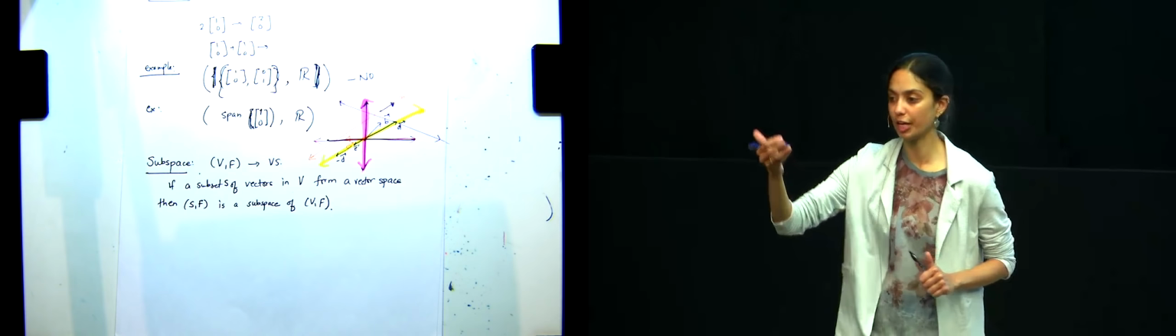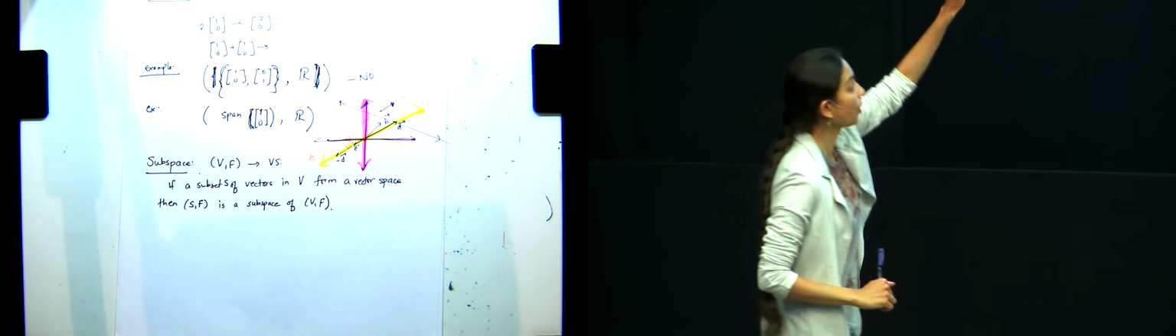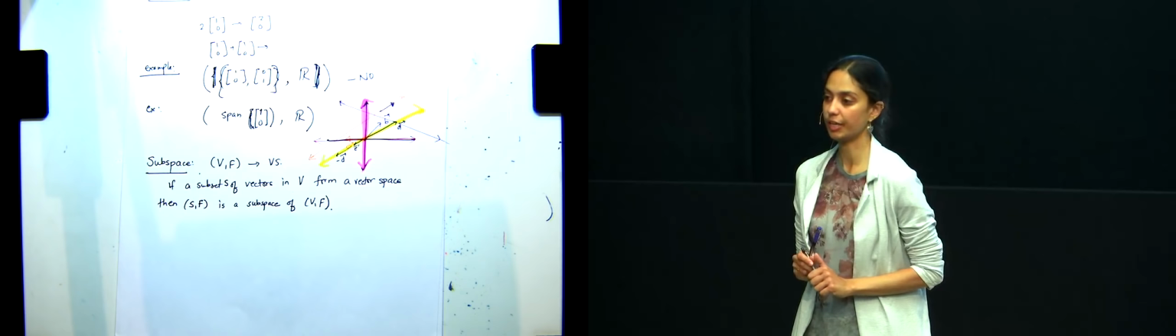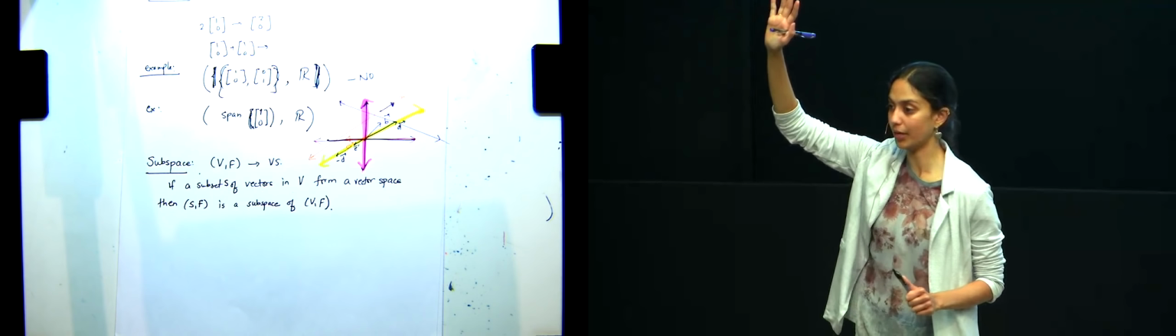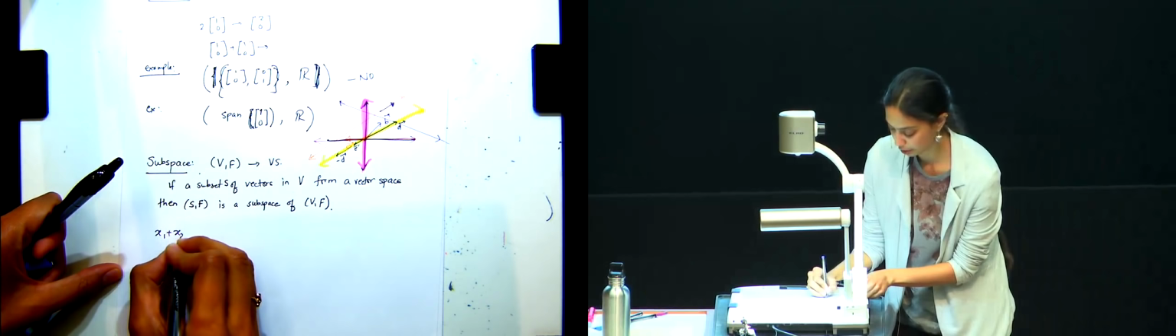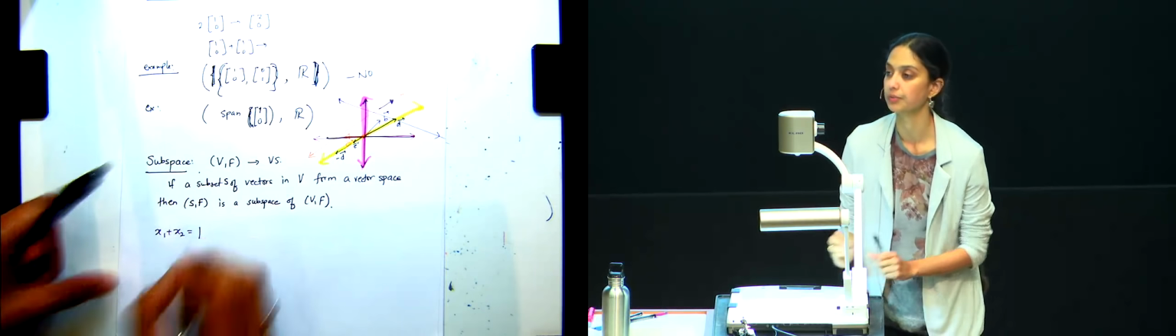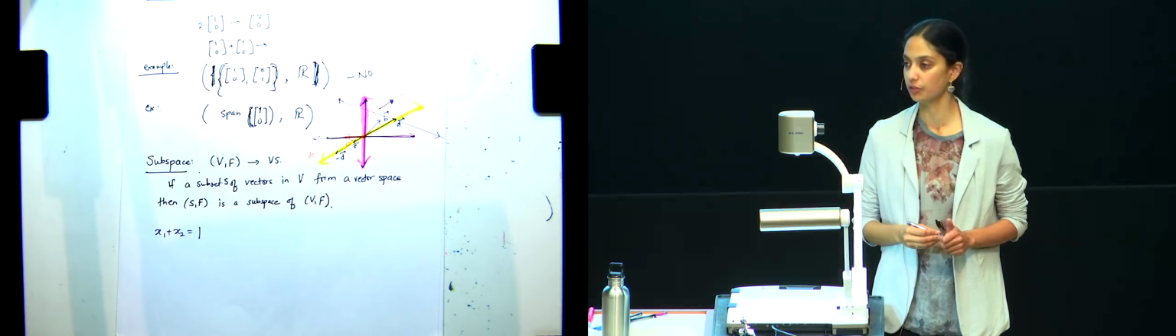How would you write that vector? The question is, how do you write the orange line as a vector? So all of you know how to find the equation of a line, right? So if you have the equation of a line, let's say you have x1 plus x2 is equal to 1. This is the equation of a line, right? How do you write that as a vector?